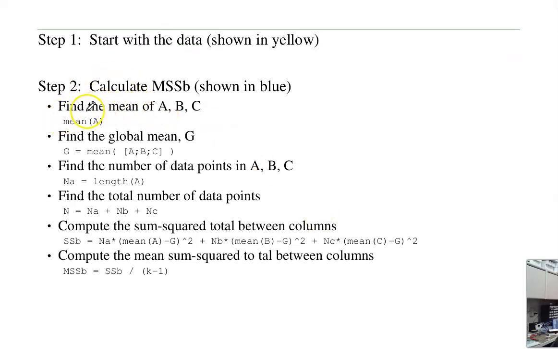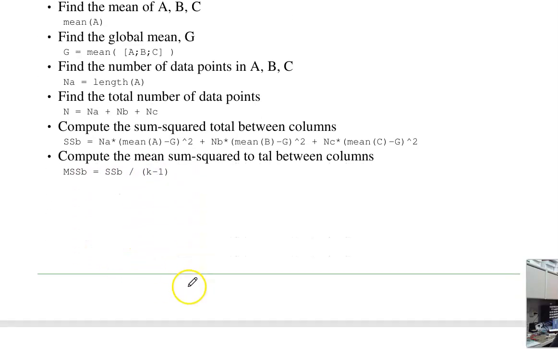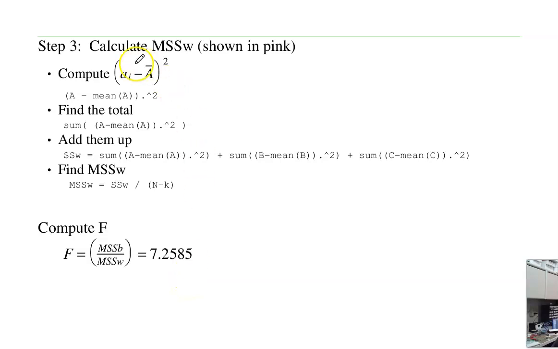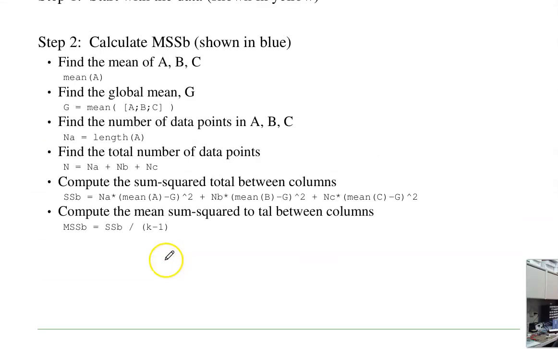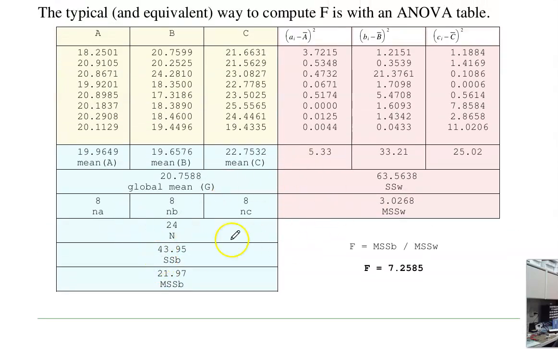Where they come from is, there's your data. The mean of A is just the mean of A, B, and C. The global mean is the global mean. Total number of data points. Number of points in sample size A, B, and C. Sum squared between columns is this computation. Mean sum squared between columns is that computation. The pink on the right is the A minus A bar squared. Sum of A minus A bar squared. Sum squared within columns. Mean sum squared within columns. And the F-stat. So if you ever see an analysis of variance table, that's what it looks like. That's where it comes from.